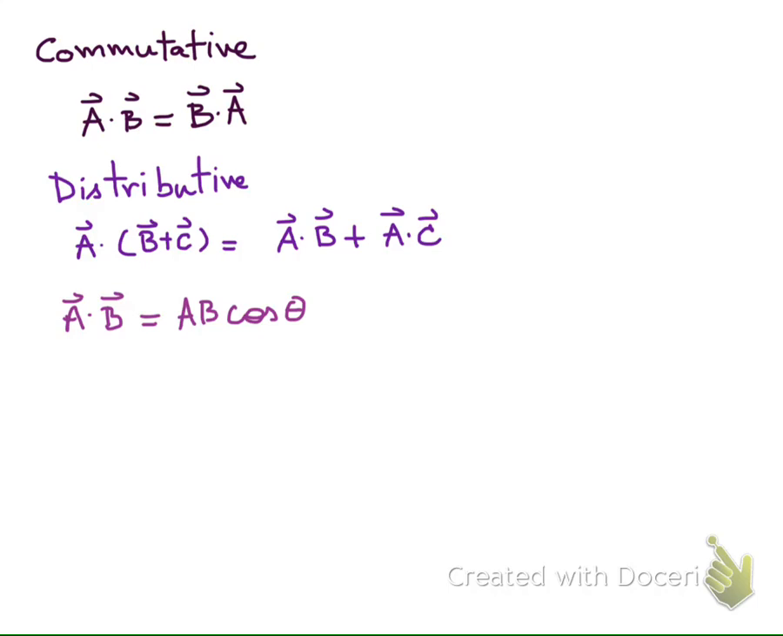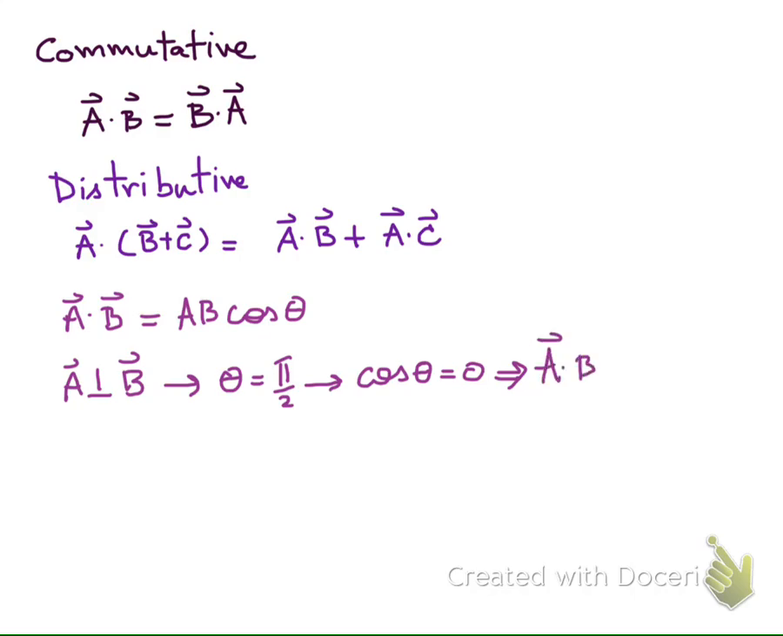So we must have that if A is perpendicular to B, theta is pi over 2, and cos theta is equal to 0, which means that A dot B is equal to 0. So when two vectors are perpendicular to each other, the dot product of these vectors will equal 0.